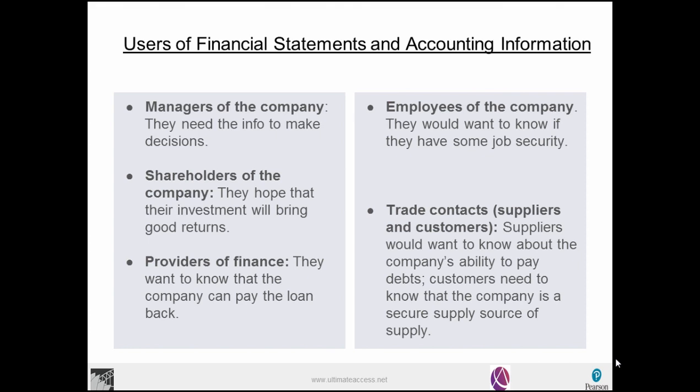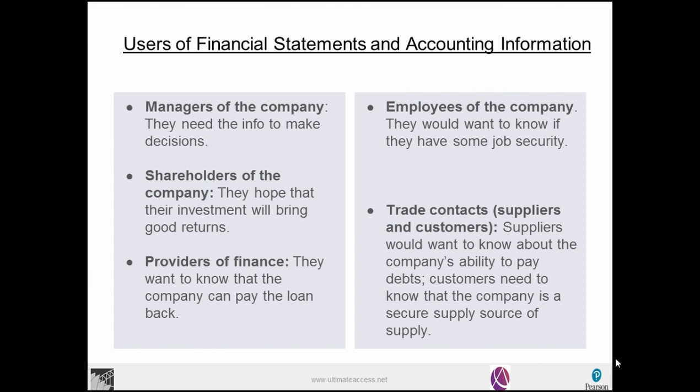Now, employees of the company would want to know if they have some job security. If you see that the company is not doing too well, you might be a bit fearful for your job, and you might end up losing your job because the company might close down. We remember calling this redundancy.